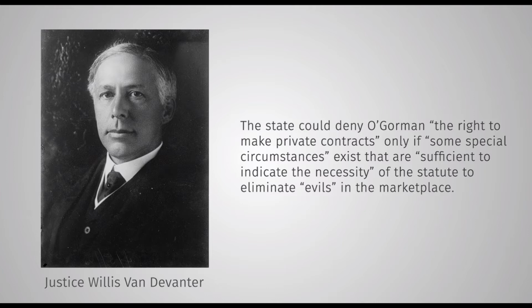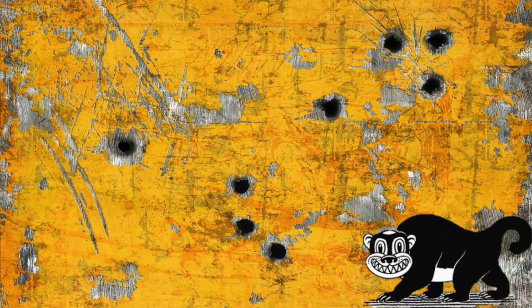And next we move on to a case known as Nebbia versus New York from 1934. Three years after O'Gorman was decided, the court considered another economic liberty case. This was Nebbia v. New York, and the state fixed the price of milk at 9 cents per quart. The law, which was designed to help dairy farmers, raised milk prices for everyone, including the poor.